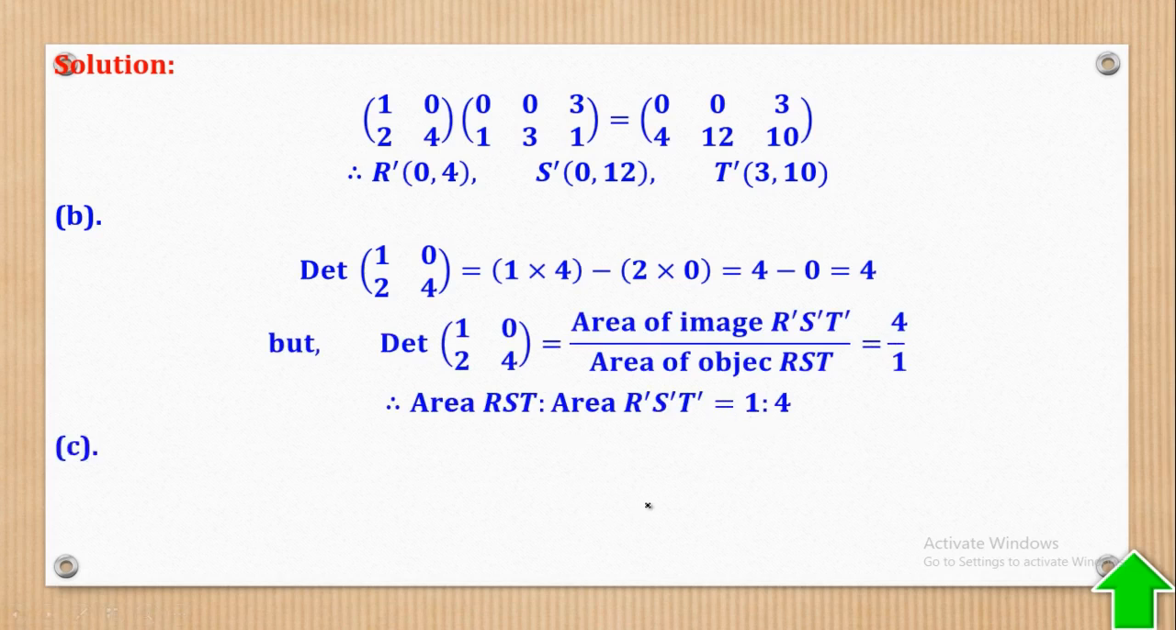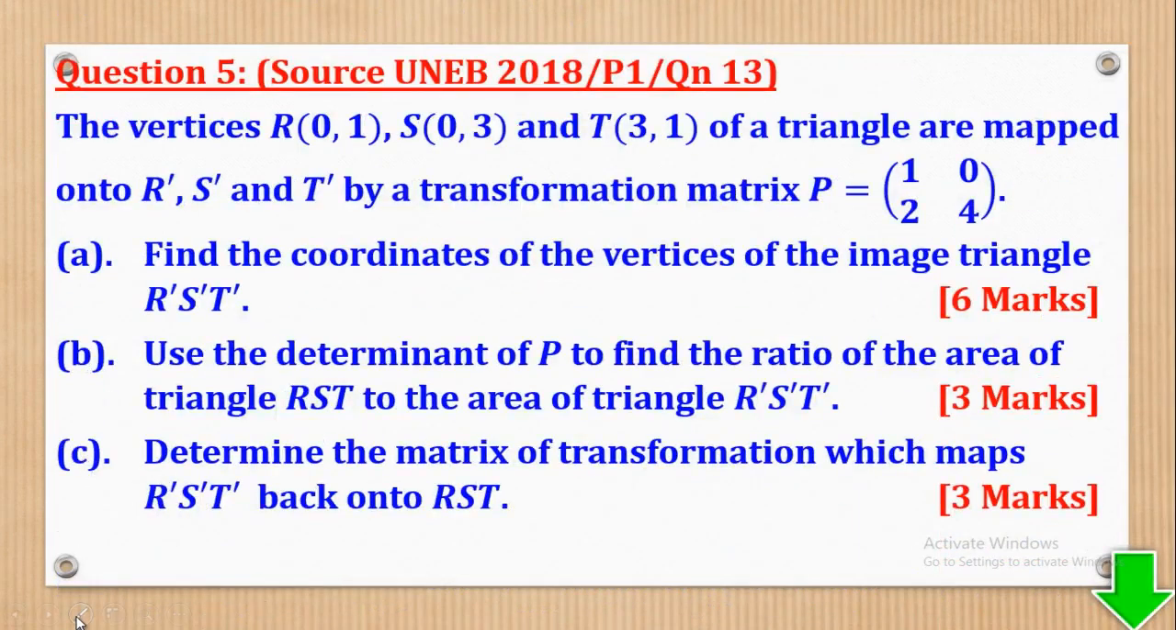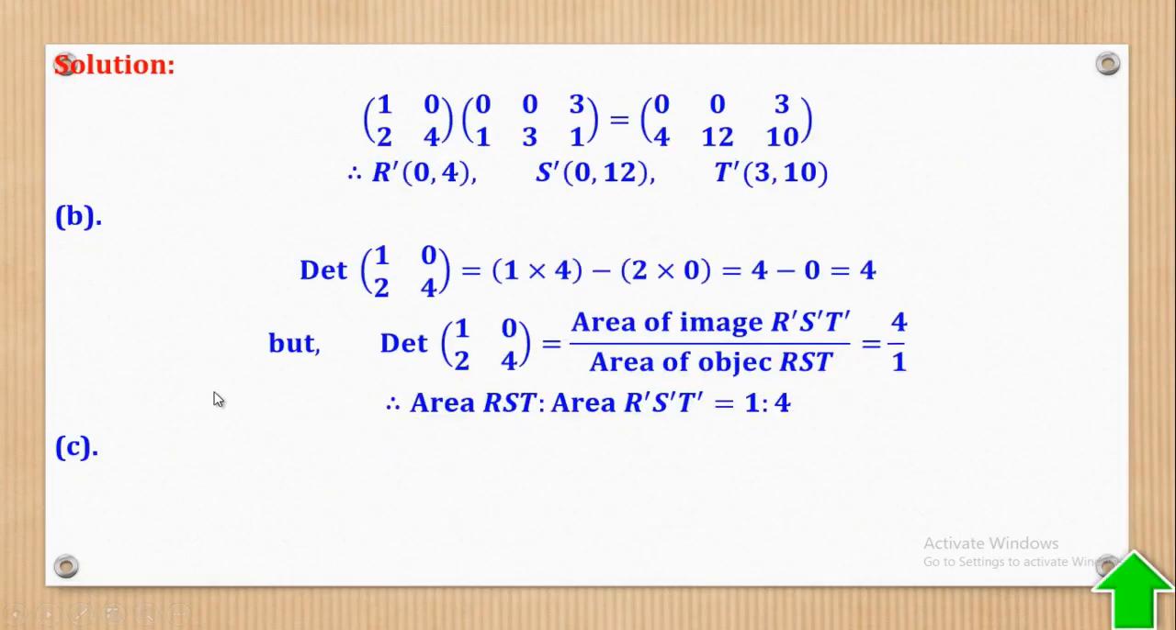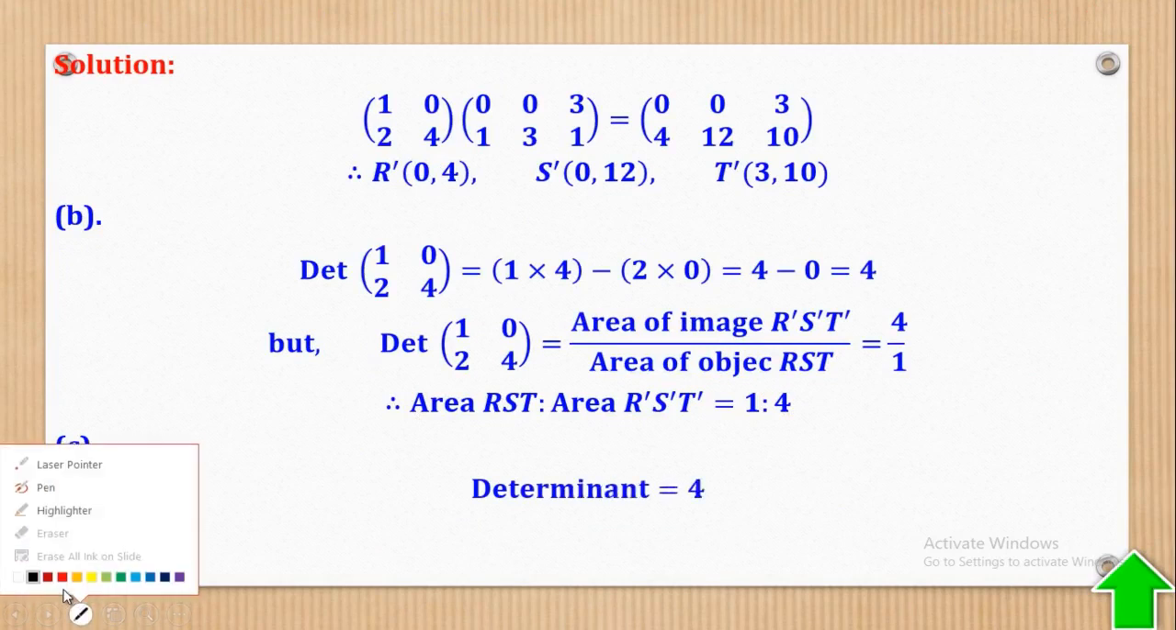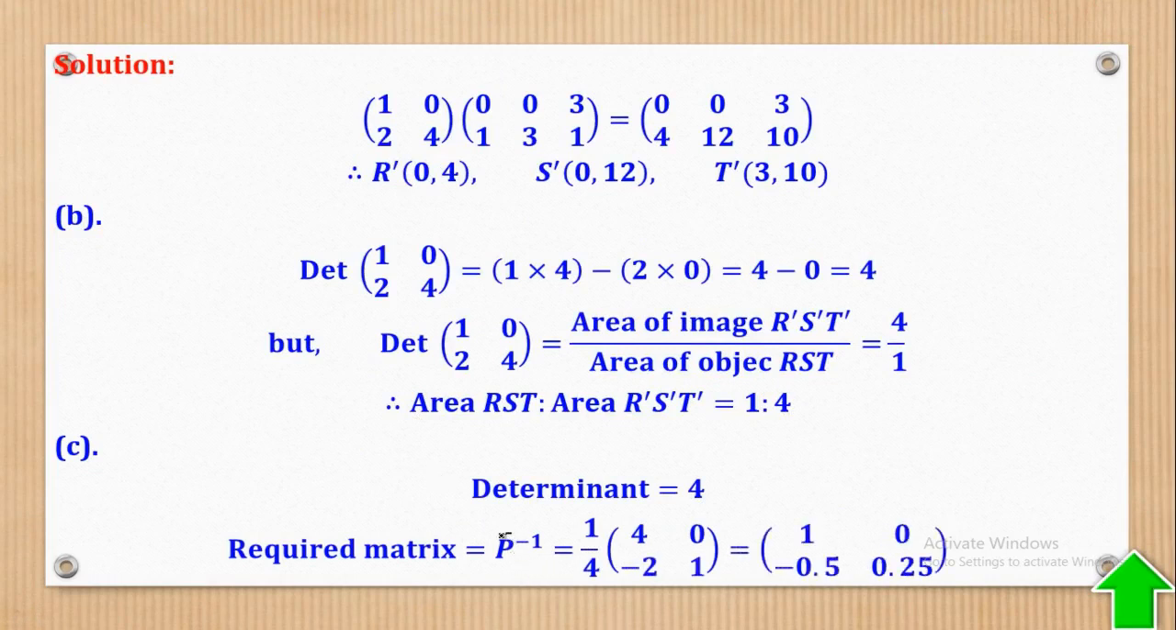Now we shall go to part C. Part C says, determine the matrix of transformation which maps the image back onto the object. That means there should be an inverse somewhere. So we come and say that the good thing is I already got the determinant as 4. Therefore, the inverse or the required matrix will be the inverse of P, which is 1 over the determinant multiplied by the adjoint to give you that.